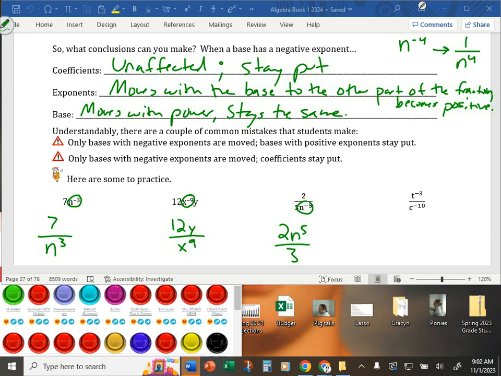Last one. Everything's wrong. Okay? The t to the negative third, wrong spot. The c to the negative 10th, wrong spot. We're moving both of them. The t to the negative third goes down. The c to the negative 10th goes up. Becomes c to the positive 10th over t to the positive third.